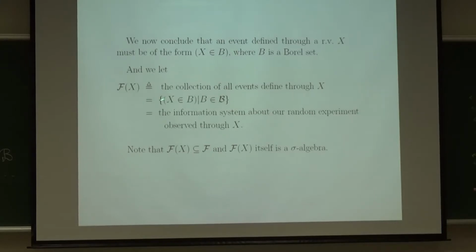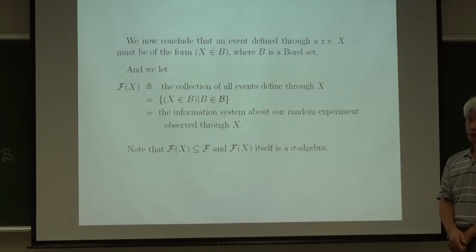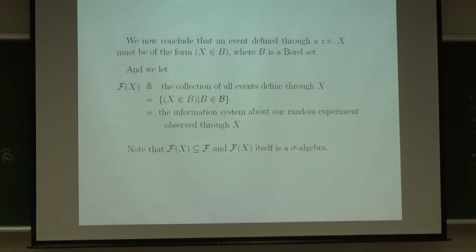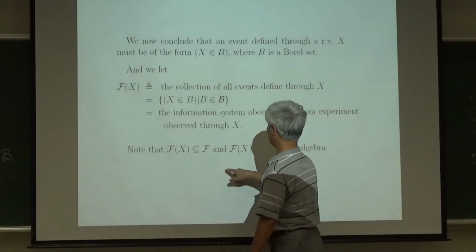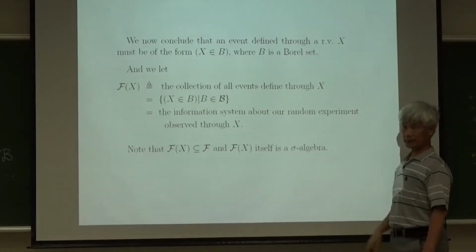Alright, so the information system F of X about all random experiments observed through X is the information that can be told through observing a random variable X, and then nothing more. Any questions? I will ask you to prove formally that this information system is itself a sigma algebra.